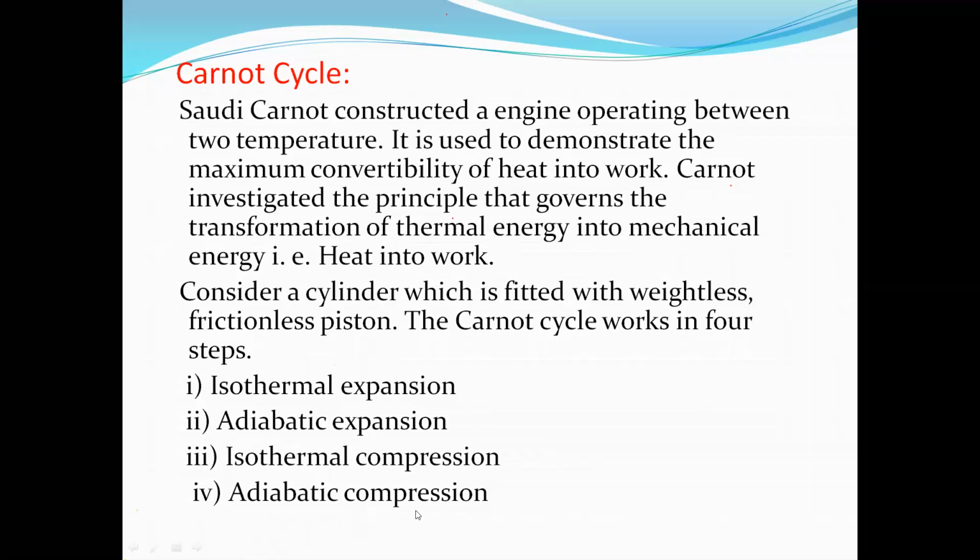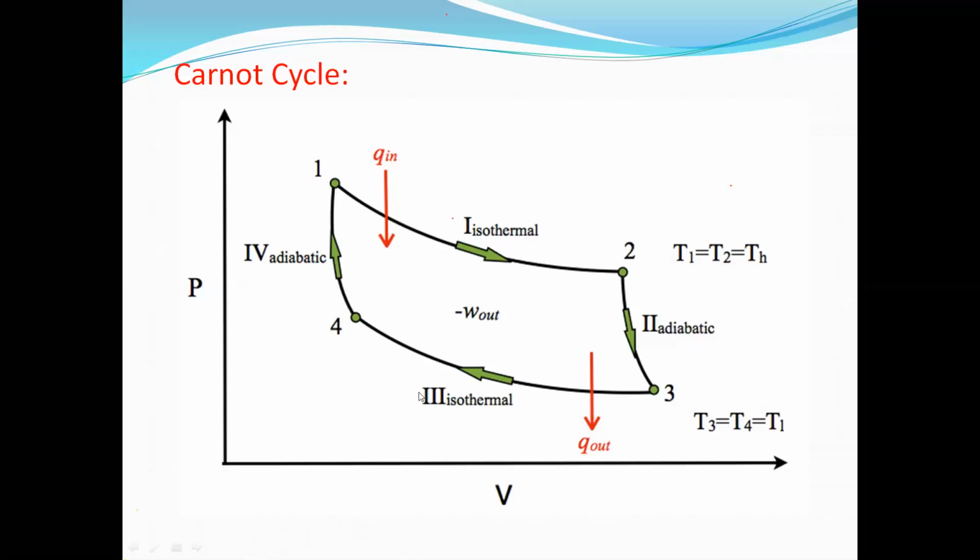Isothermal expansion, that is shown by diagram. So this is the first, see the diagram, that is Carnot cycle. We have to obtain the total work done in Carnot cycle. So it is very important. A 10-mark question is asked on this, that is, obtain the total work done in Carnot cycle.